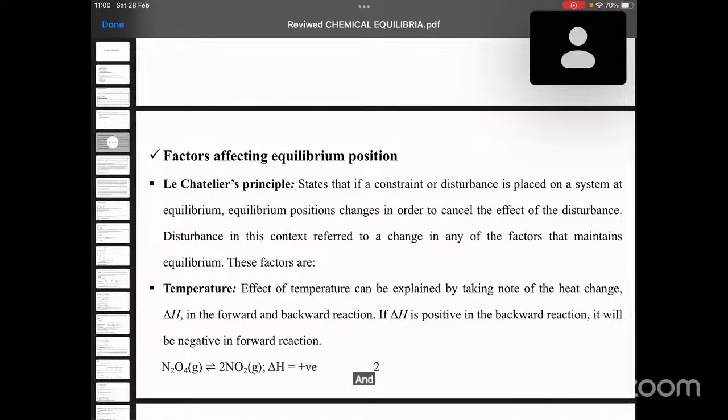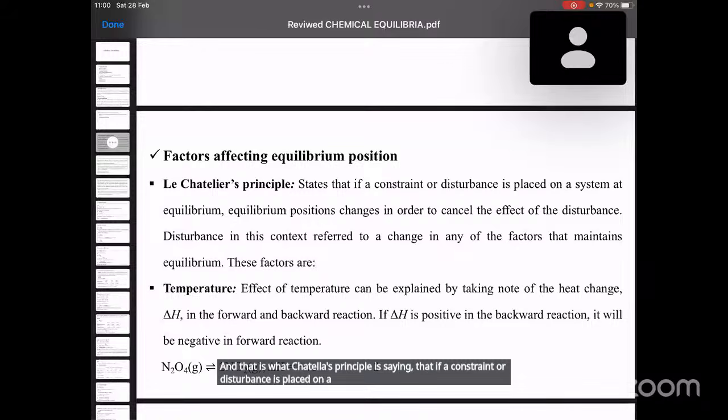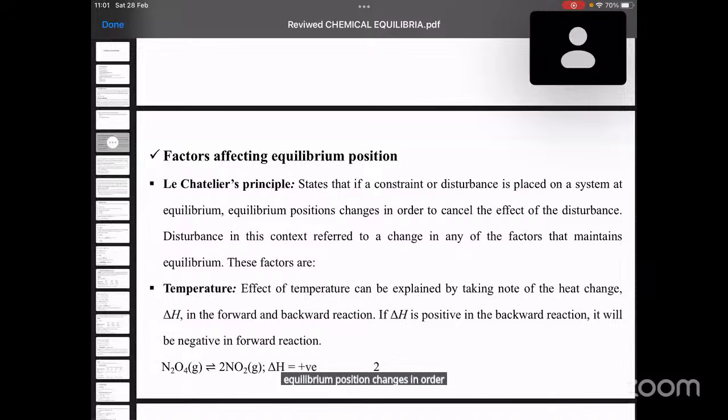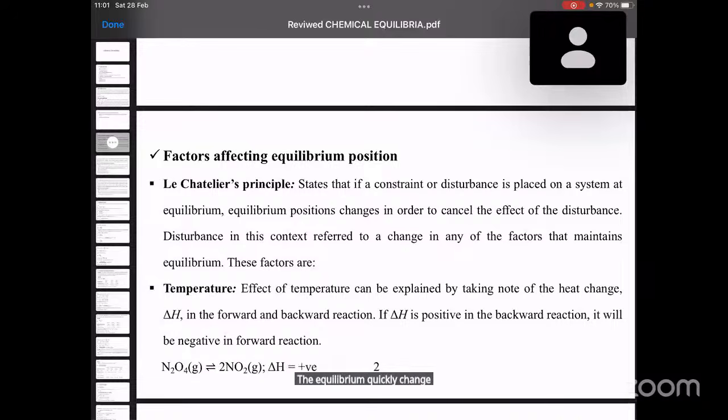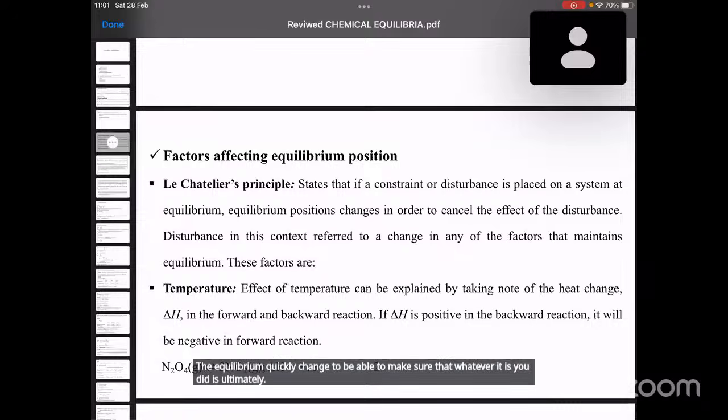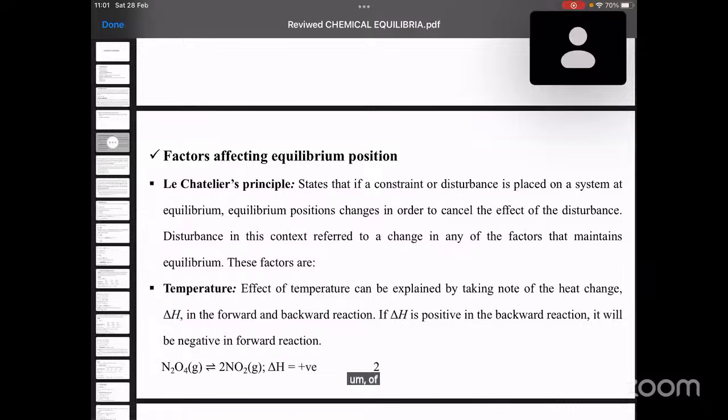And that is what Le Chatelier's principle is saying, that if a constraint or disturbance is placed on a system at equilibrium, the position changes in order to cancel the effect. You are introducing concentration, you are introducing temperature. The equilibrium will quickly change to be able to make sure that whatever it is you did is ultimately of no permanent effect on the equilibrium constant, which should always remain the same.